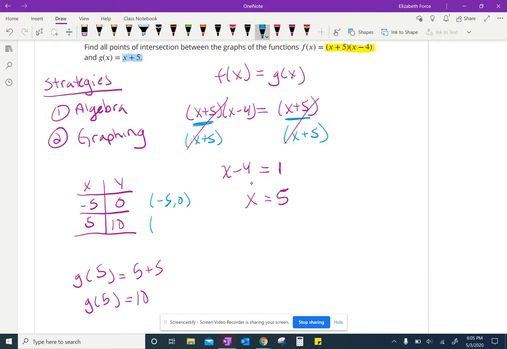And that's why we always want to make sure we double check our answers using the other strategy, which is graphing.